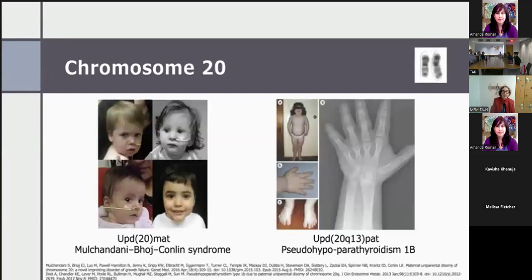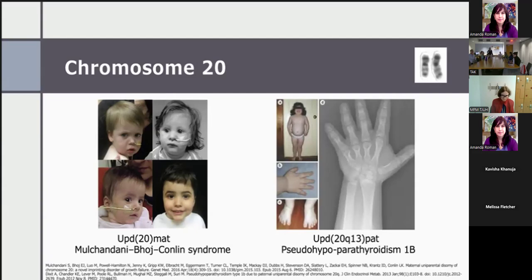Now, uniparental disomy of chromosome 20 is associated with 2 specific conditions. Maternal uniparental disomy is associated with Mulchandani-Bhoj-Conlin syndrome, which was first described in 2016 in a case series of 8 patients with intrauterine growth restriction and postnatal failure to thrive. All 8 patients had severe short stature with proportional head circumference and profound feeding difficulties, which we can see here. The disease is actually named after the CHOP providers who studied and discovered the disease and was also listed on their website.